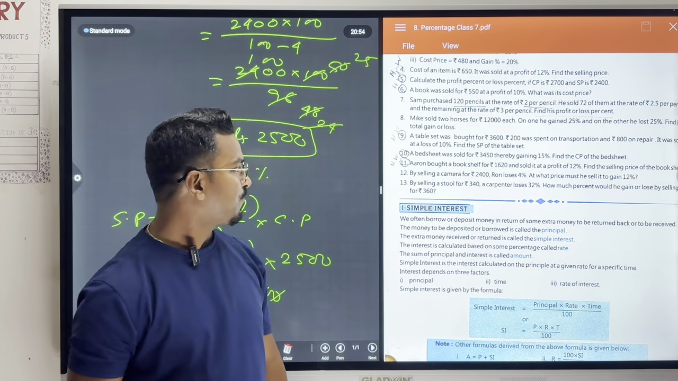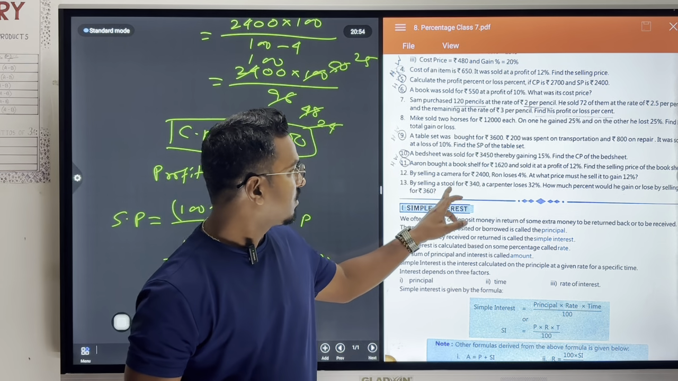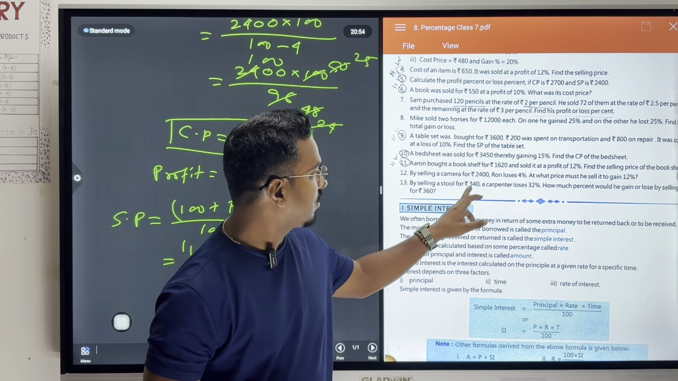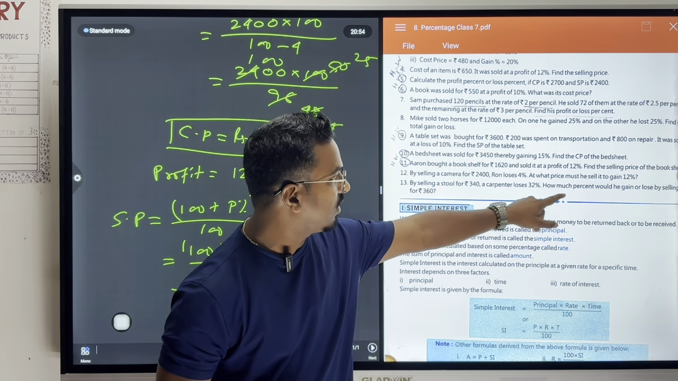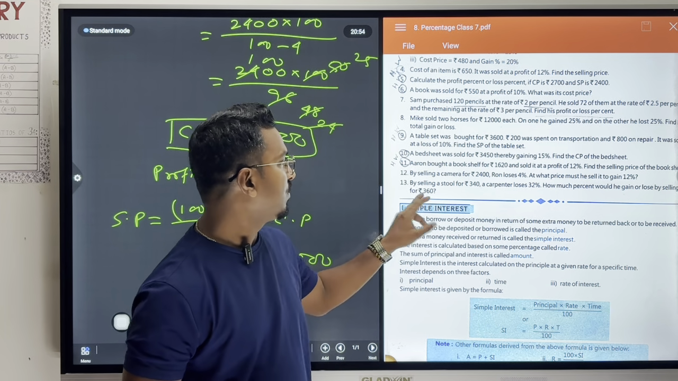By selling a stool for 340, a carpenter lost 32%. How much percent would he gain or lose by selling it for 360?